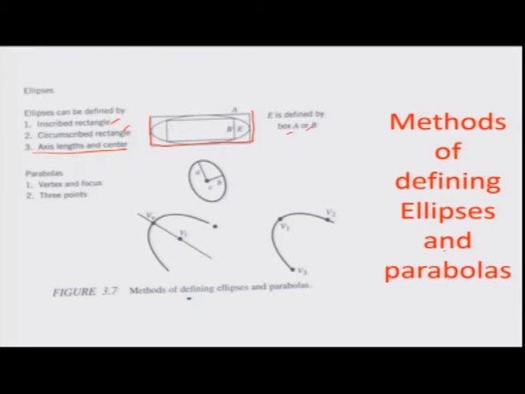Similarly, parabolas can be defined through a vertex and a focus. For example, in this case you have a focus point VF and a vertex VV which would define a parabola. You can also have 3 points representing the same parabola. So, these are different methods of representing ellipses and parabolas.